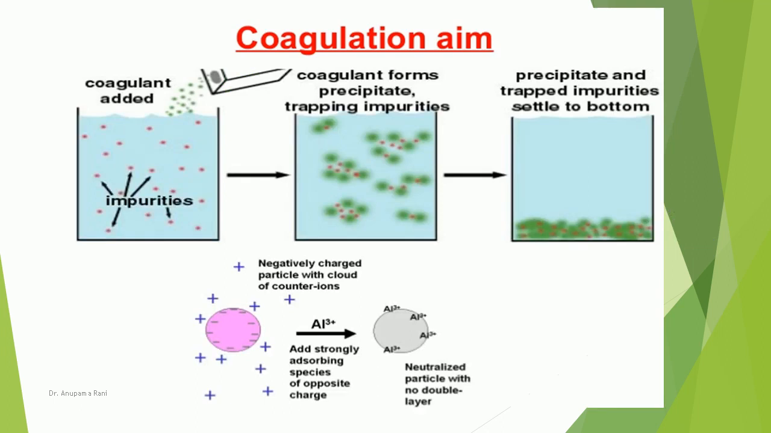Now look at this diagram to understand the process of coagulation. First, the coagulants are added to the water. The impurities in the water get chemically bonded to the coagulants, forming a precipitate. This precipitate settles at the bottom after some time, leaving the clean water on top.